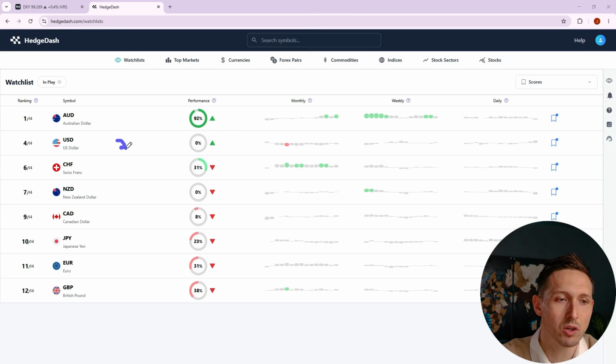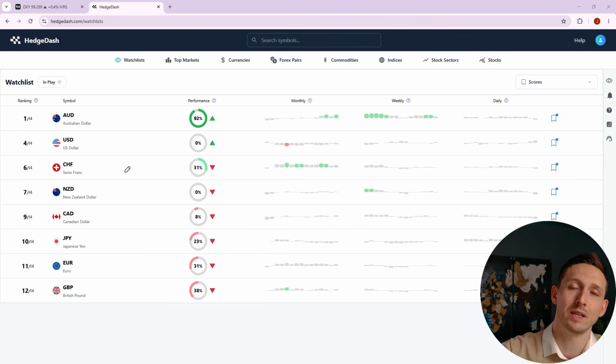So we are going to be focused on US dollar longs, Aussie longs, and alongside that, the Swiss franc is the 3rd currency to the long side. Now, it's not quite as good as the Aussie or the US dollar, but on a relative basis, I am going to be looking at, and we will be looking at in today's video, Swiss franc long opportunities.